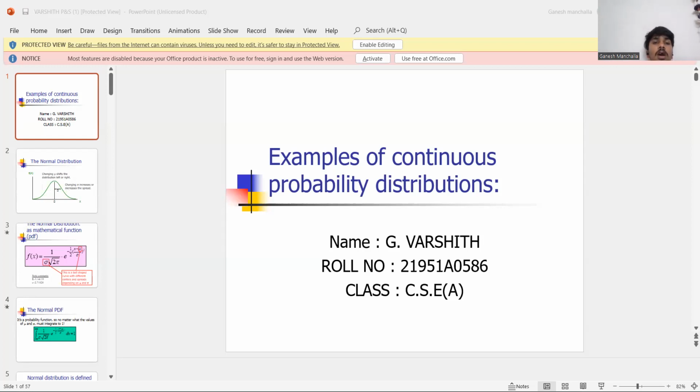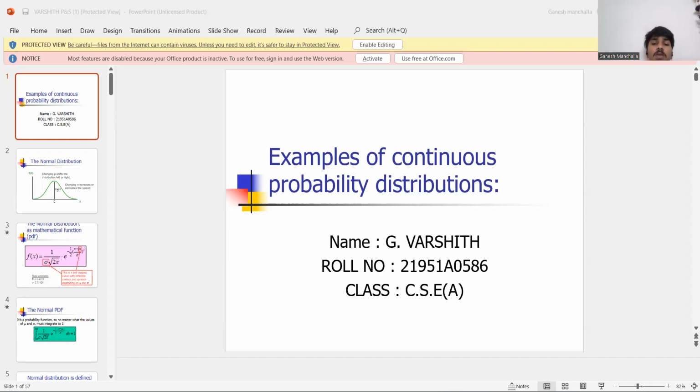The normal distribution as a mathematical function. f(x) equals 1 by sigma root 2 pi into e power minus 1 by 2 into (x minus mu by sigma) whole squared. Note the constant symbols: the value of pi is 3.14159 and the value of e is 2.718.